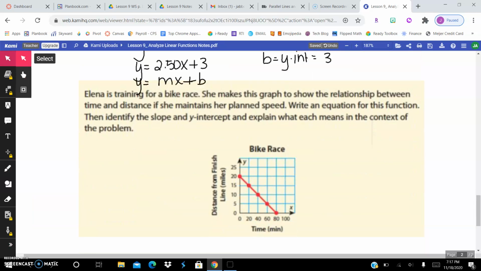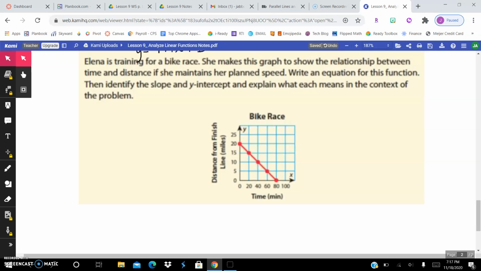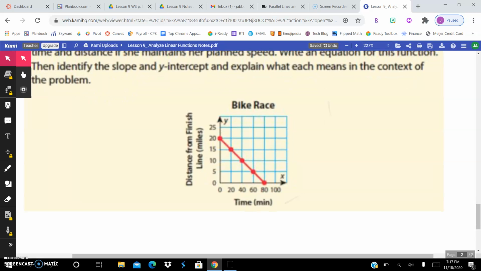All right, and then our last one says Elena is training for a bike race. She makes this graph to show the relationship between time and distance if she maintains her planned speed. Write an equation for the function, then identify the slope and the y-intercept and explain what each means in the context of the problem. So let's look here.